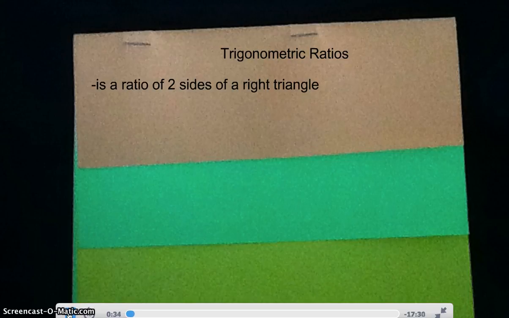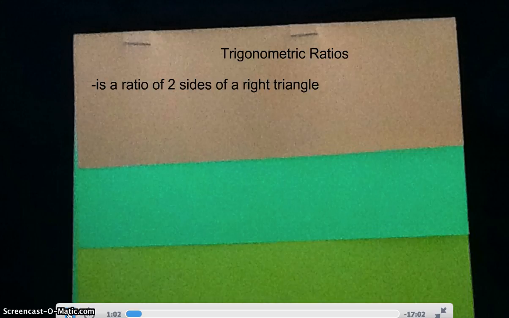Trigonometric ratios are the best because it has to be a right triangle, but you only need one side and an angle, or two sides, so you can find angles and sides with trigonometric ratios. Trigonometric ratios is a ratio of two sides of a right triangle. So you don't have to say trigonometric all the time. You're going to hear me say trig more than anything else.